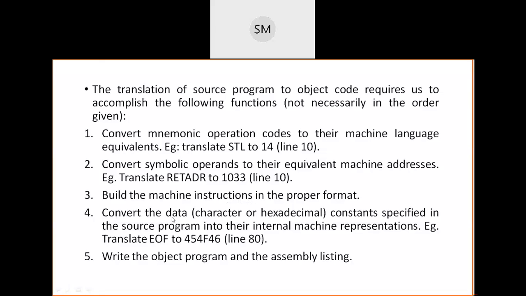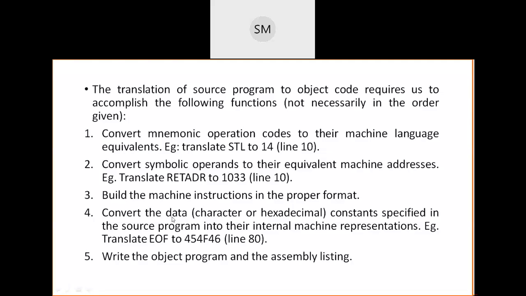Which constants? Two types of constants are there, as I already told you. One is a character constant, and one more is a hexadecimal constant. A character constant will be enclosed within single quotes and prefixed with capital C. If capital C comes there, then you should understand that it is a character constant. Or else if it is prefixed with capital X, then you should understand that it is a hexadecimal constant. These constants also you convert into internal machine representation.